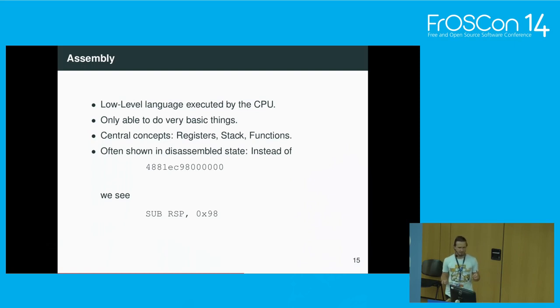The mnemonic here is sub, which means subtract something. And what from what is the following? There are two arguments now, RSP and the number 0x98. And now you have to read it from right to left, if it's an Intel notation. And RSP is one of these registers I talked about. So what this assembly instruction does is it subtracts 0x98 from the register RSP and stores it back into RSP. So you just learned your first instruction in assembly language. Congratulations. Oh, you already knew that. I didn't want to mock you.